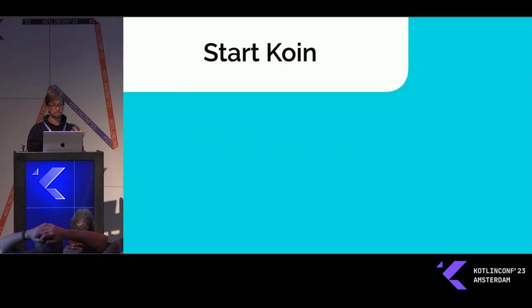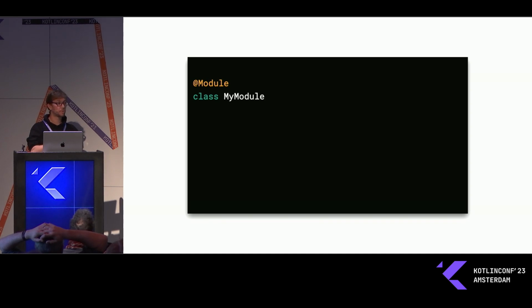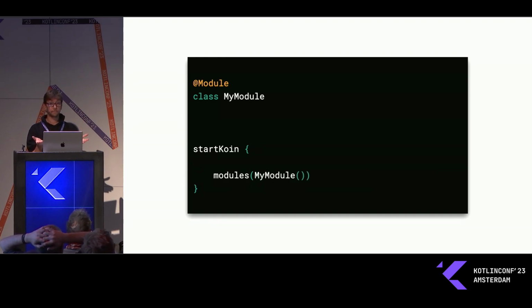Pretty straightforward. Then we need to start Koin. You see before that we are using the startKoin keyword, but now we have DSL and classes. How does it go? Then we still use the startKoin function, then the modules, and the idea is, okay, we need to run a module from the class that you have defined.